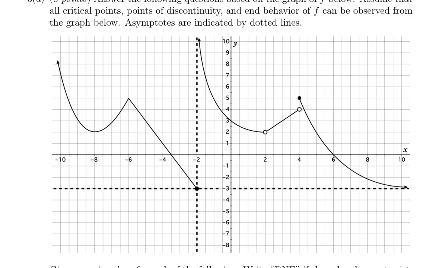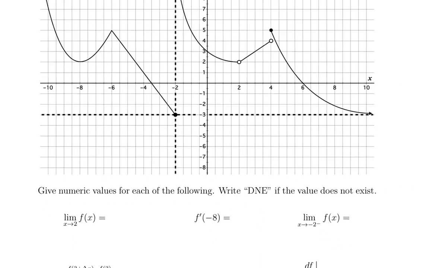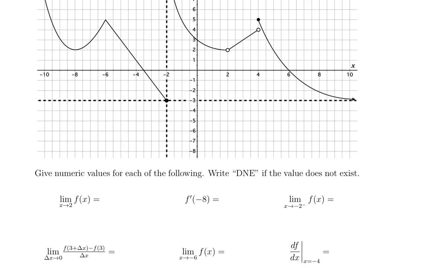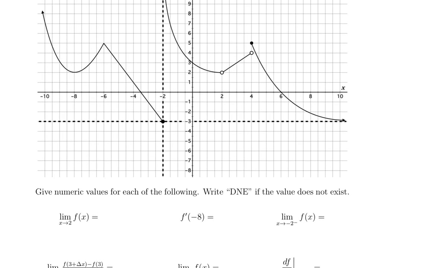All right. For problem number 3, it says, answer the following questions based on the graph f below. Assume that all critical points, all points of discontinuity, and end behavior of f can be observed from the graph below. Asymptotes are indicated by dotted lines. It says, give numerical values for each of the following, or does not exist if the value does not exist. So, first part says the limit as x approaches 2 of f of x. So, I'm going to look at my graph here.